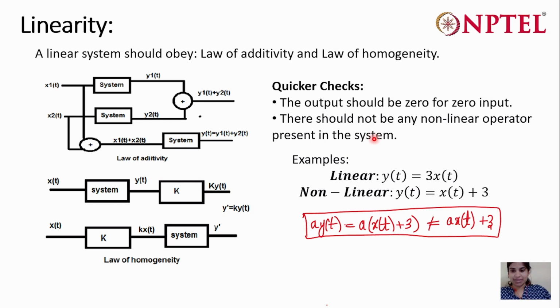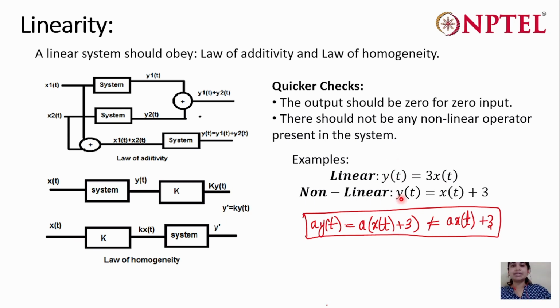Here we have two examples. First, y of t is 3 into x of t. First, let us take 0 input. x of t is 0. What is our y of t? 0. And there is no non-linear operator in this. So this system is a linear system.